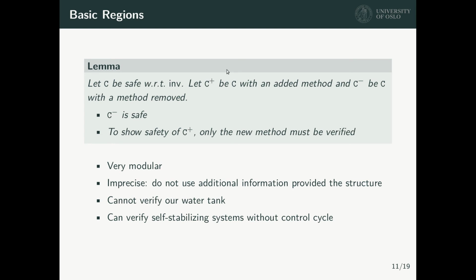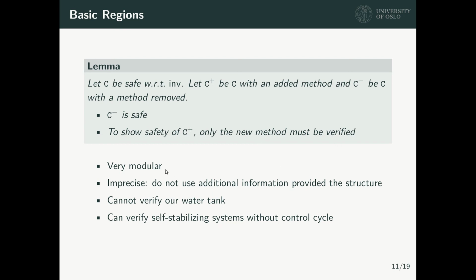And what we can do with it is we get a very nice modularity result if I add a method to a class or if I remove a method from a class. I do have to re-verify at least one method. So if I remove a method, then the class is still safe, because it doesn't affect the safety of other methods. And if I add a new method, I only have to verify this new method. I do not have to touch the old proof obligations.